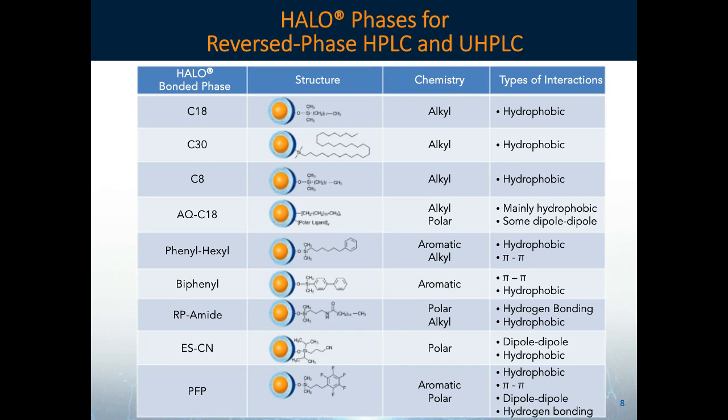Next, we have the ES-CN. The ES stands for extra stable, and that's because this particular bonded phase is sterically protected. It's mainly polar chemistry, which has dipole-dipole interactions and hydrophobic interactions. And then finally, the PFP phase has both aromatic and polar characteristics and has the most types of interactions: hydrophobic, pi-pi, dipole-dipole, and hydrogen bonding.